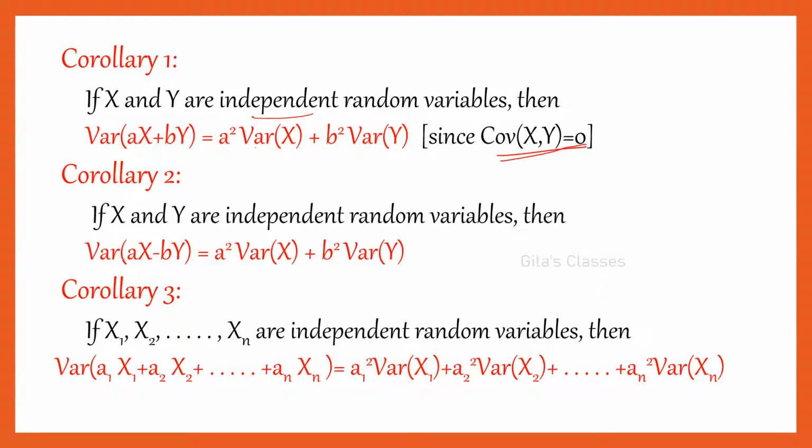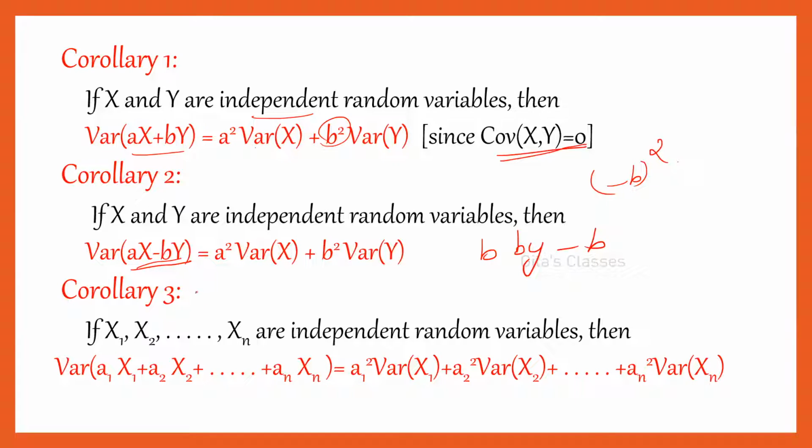Again, even if you have ax minus by instead of ax plus by, you will not get a minus here, because if you replace b by minus b in the previous result, what will happen? b squared will become (minus b) the whole square. It will become plus b squared. So please remember, while doing problems, even if you have ax minus by, you will get plus b squared here. It is not minus b squared, it is plus b squared only.